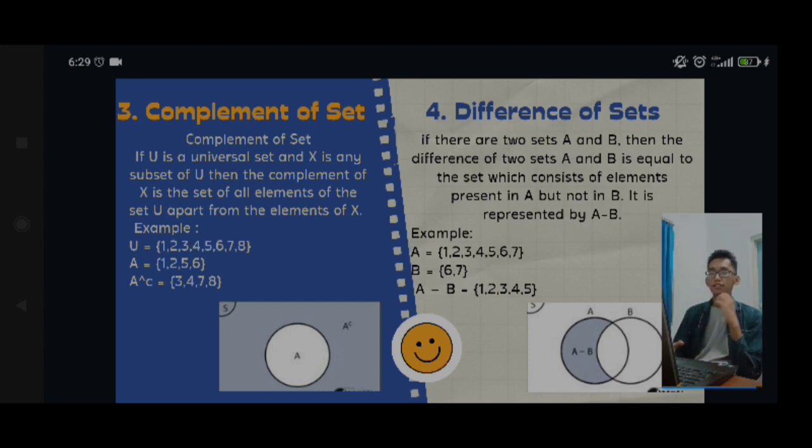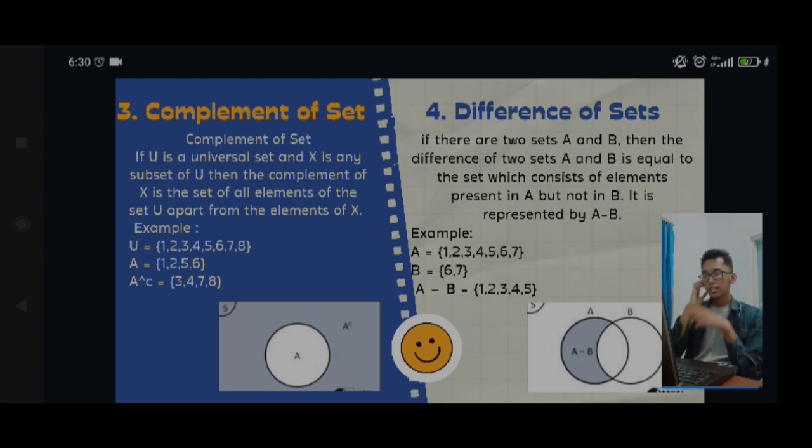The next is the difference of sets. If there are two sets A and B, then the difference of the two sets A and B is equal to the set which consists of elements present in A but not in B. It can be represented by A minus B. For example, A is equal to 1, 2, 3, 4, 5, 6, 7, but B is 6 and 7 only, then A minus B is just the elements in A but not in B, because we already remove all the elements inside of B.